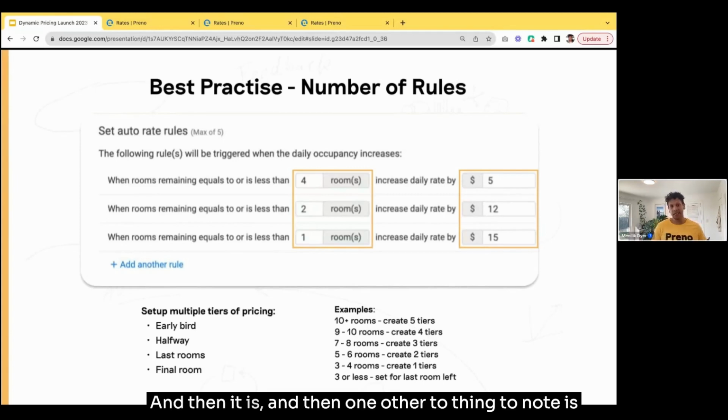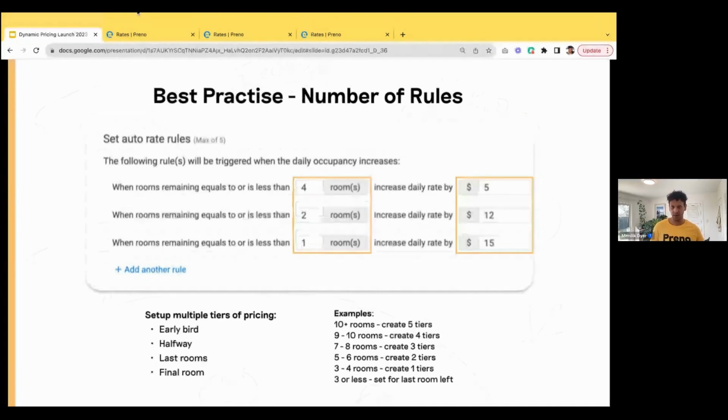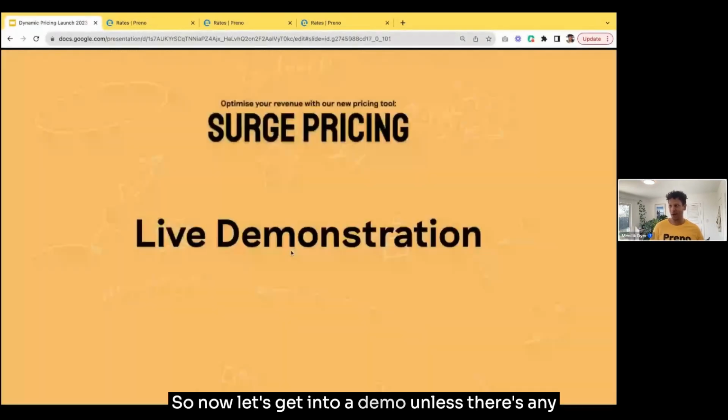One other thing to note is that right now, this is based on each room in a room type, not based on all of your rooms in your property, although we will have an update coming later on, which will allow you to group rate types together to achieve something across your entire property. So now let's get into a demo, unless there are any other questions to quickly answer before I do.